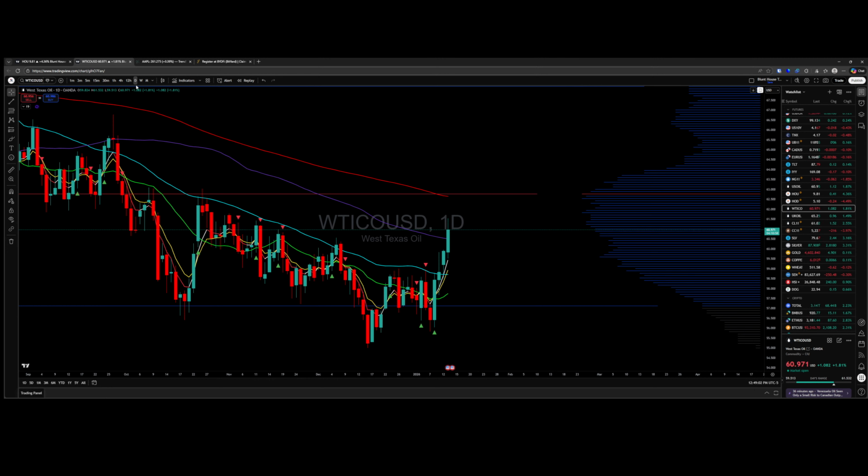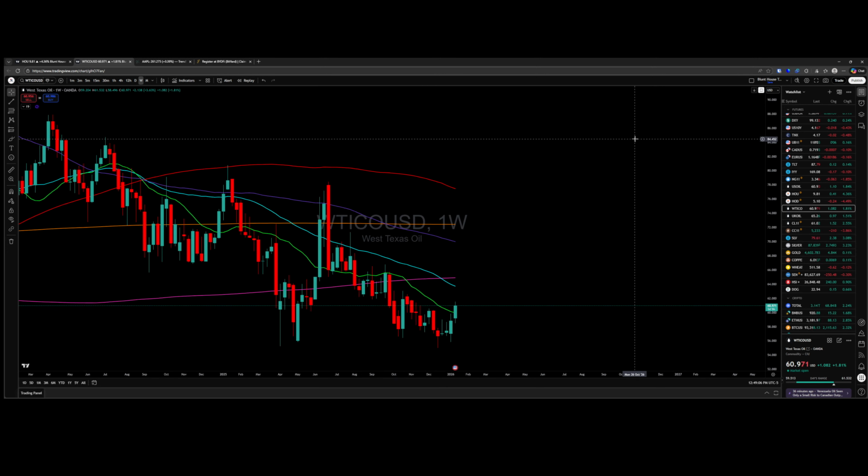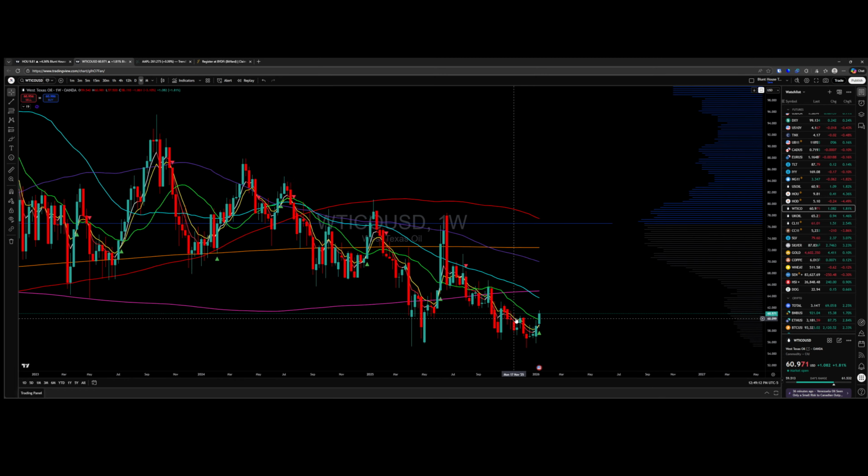So there's a little bit of an upswing in oil, and I want to look at the weekly because you want to know what the targets are on the weekly. There's your 50. It has had a bit of an allergy to the 50 in the past, so we'll see what happens when we get there. Also, there's your 500 MA again on the weekly chart.